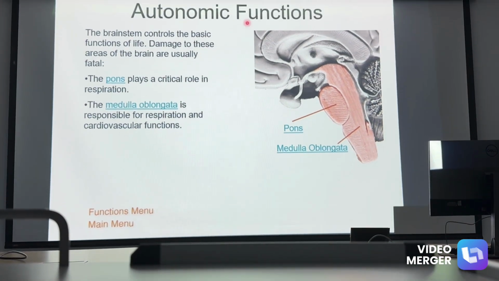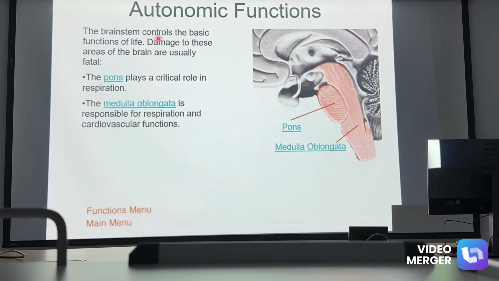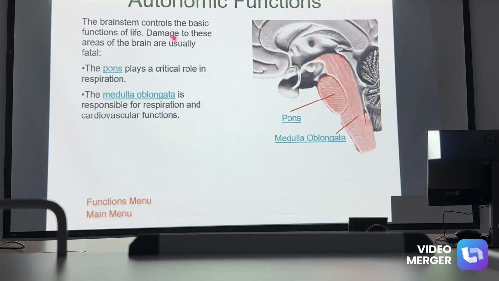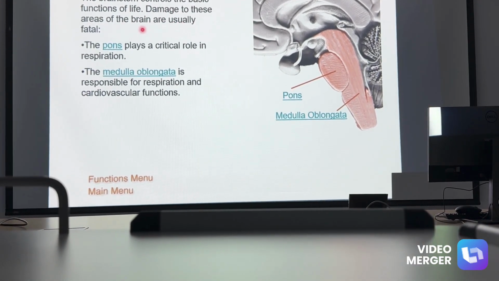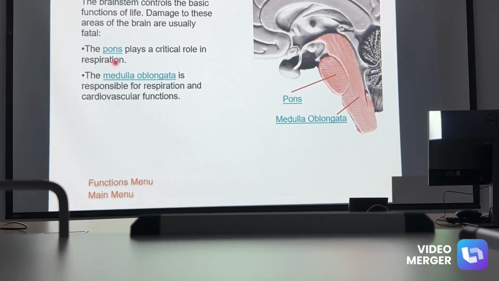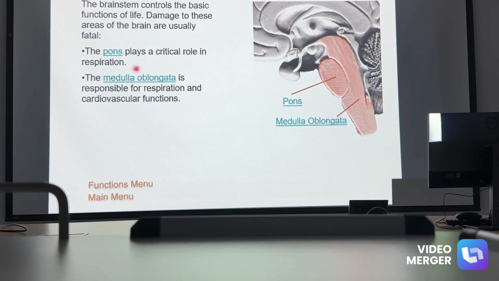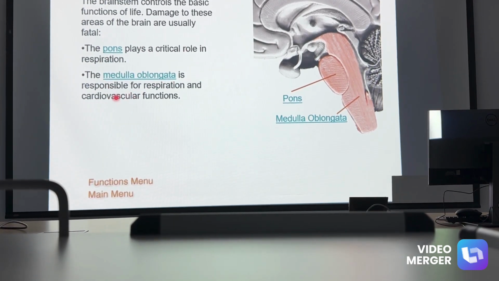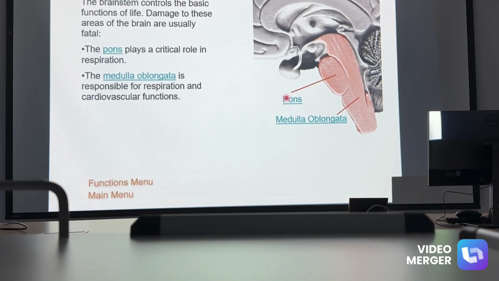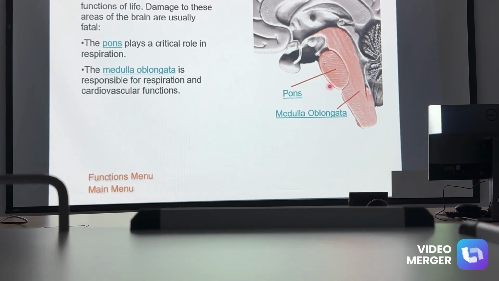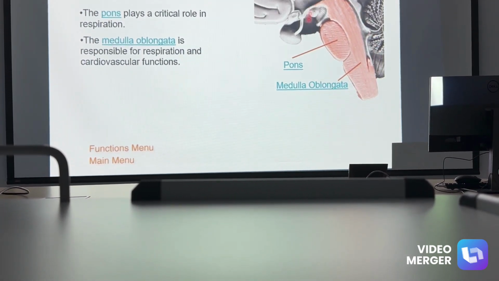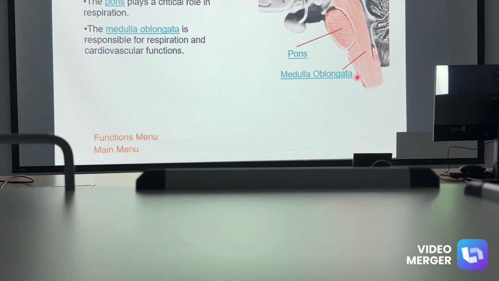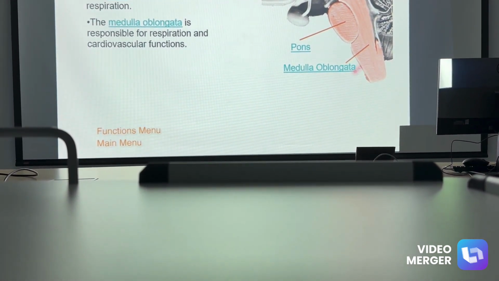Finally, the autonomic functions. The brainstem controls the basic functions of life, as we said, breathing, swallowing, control of heart rate and blood pressure. The pons plays a critical role in respiration. The medulla is responsible for respiration and cardiovascular function. Injury or any pathology that would affect these areas is highly critical for the patient's major life-saving functions.